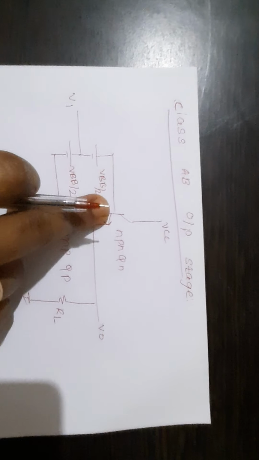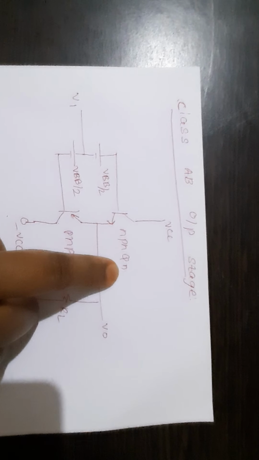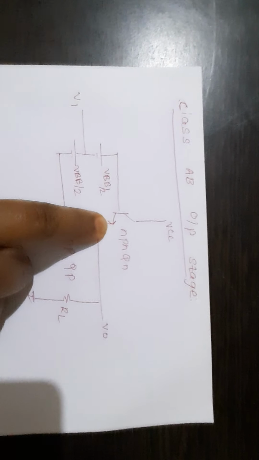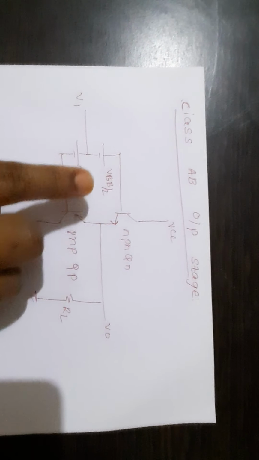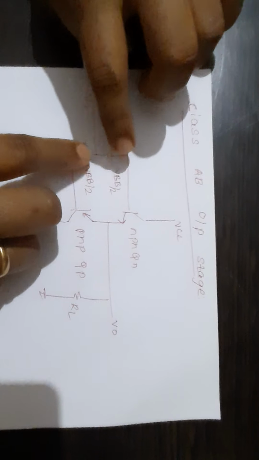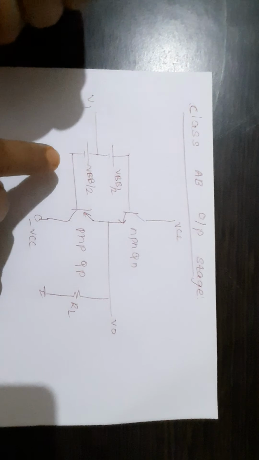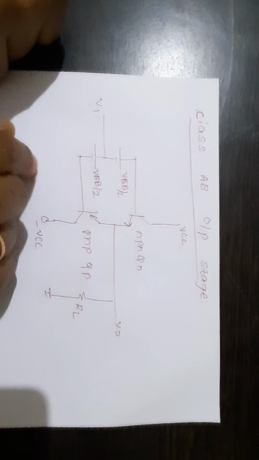This is a circuit diagram of class AB output stage. It consists of NPN transistor QN, the symbol is like this for NPN, and PNP transistor QP, the symbol is like this. In the class B, we don't have this VBB by 2 bias voltage, whereas we have bias voltages here to overcome the crossover distortion.